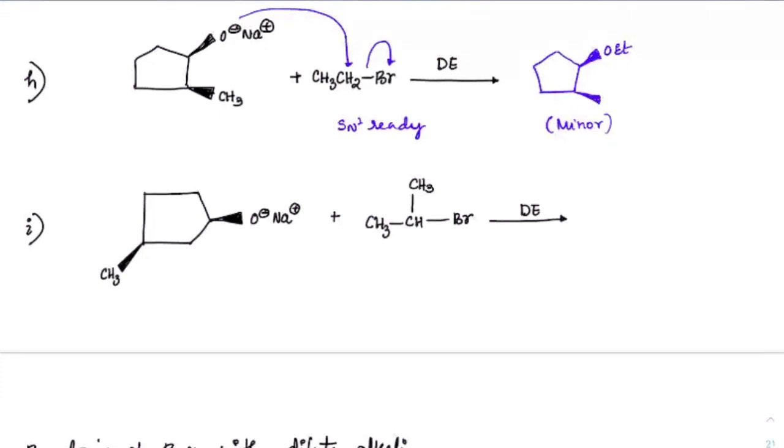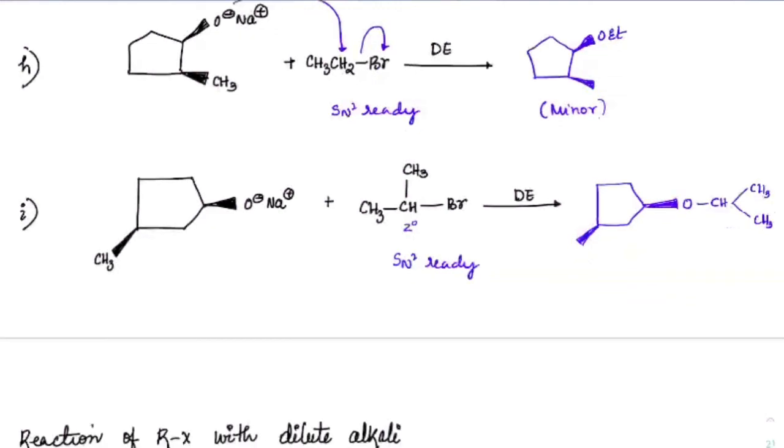Is this SN2 ready? Yes, this is also SN2 ready. But here you can see it is 2 degrees, so the product yield would be very less. It would rather go more for E2 only. But what about the ether formation which you will get? How would the configuration be? That is important for us. So here typically the nucleophile configuration does not change. It will be O, CH with CH3 and CH3 here. And this group will be the way it is. It won't change. This will be the case. Yes, you understood that.